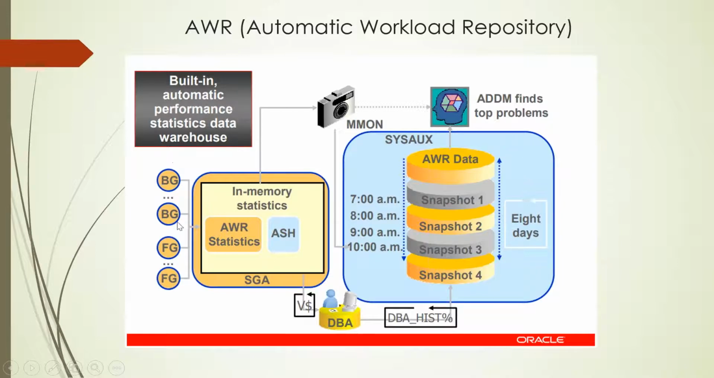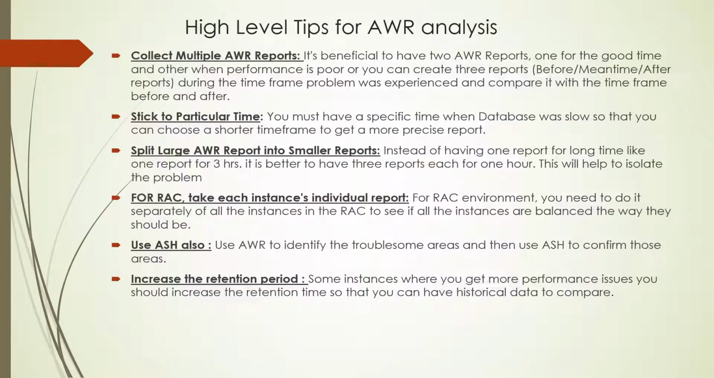You can see there are background and foreground processes, and all of this goes into the report, but you need to make sure that only foreground processes count for this report. We will see that in the upcoming slide. Before we start, there are a few tips on how you should generate the AWR and how it should be processed for analysis. So let's just go through them.